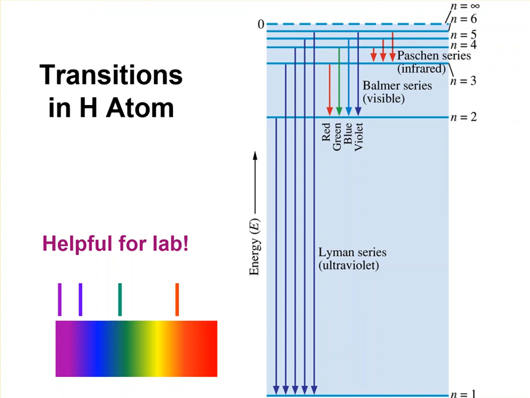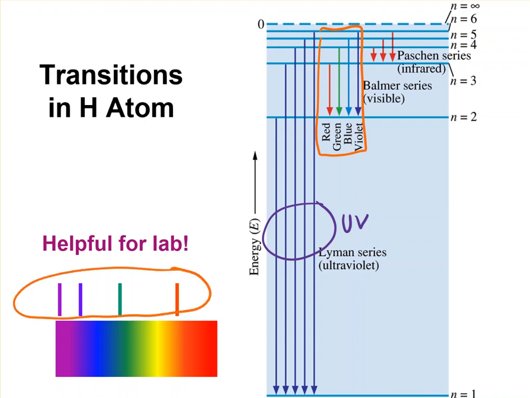So notice that all transitions that end at n equals 1, so this series here, all fall in the UV range. The photons that they release are all in the UV range. These, the Balmer series we call, are the 4 visible wavelengths of light that we'll observe in the lab. So the ones that fall in the visible range all end at n equals 2. And then these up here, the ones that end at n equals 3, fall in the IR range.